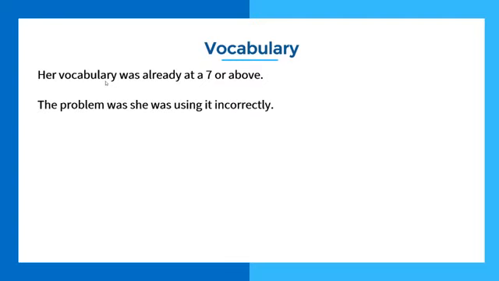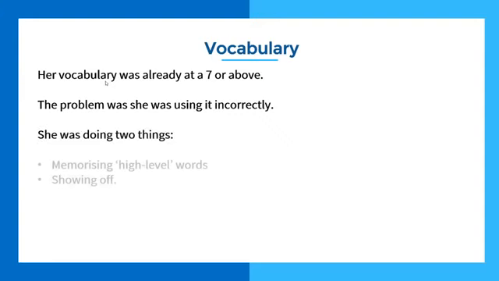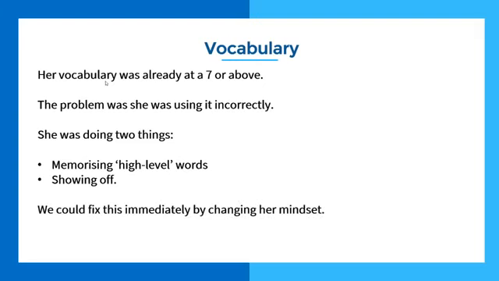The problem was she was using it incorrectly, because she was doing 2 things. She was memorizing lots of high-level words, and you've seen that in her original essay, and she was showing off. She was just showing off, like, I know this big word like myriad and plethora and humongous. It just didn't really fit in the essay at all. It didn't really help her answer the question, and she was using them incorrectly a lot of the times. And we can fix this immediately by changing her mindset.